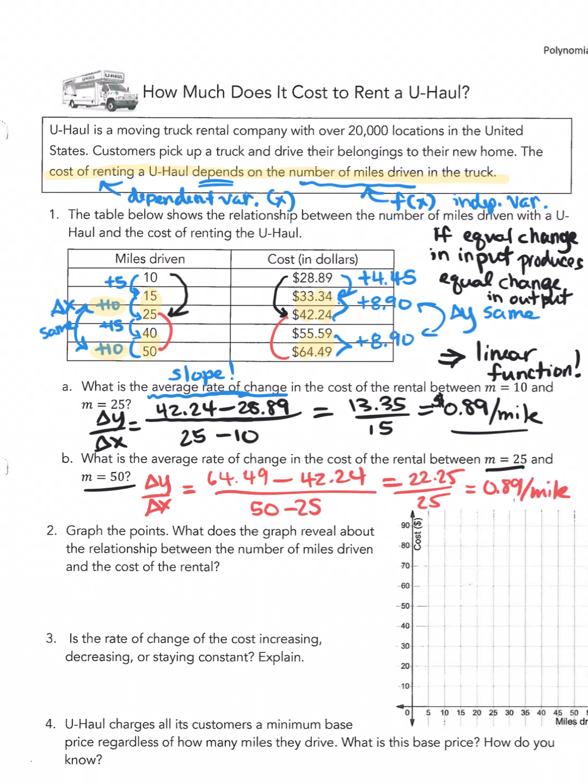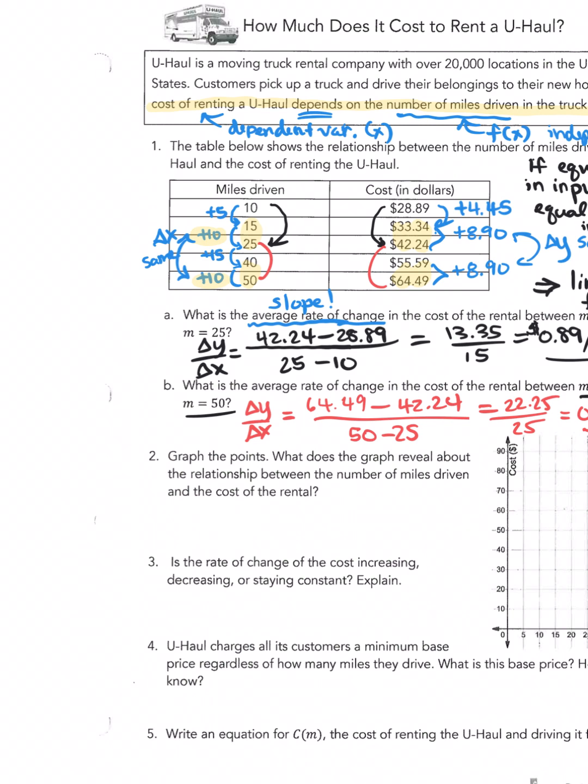per mile. So what do we see? We have a constant rate of change. Constant meaning not changing. So right here, we know, and a constant rate of change means it is linear. Okay?